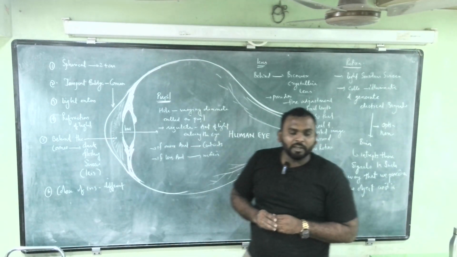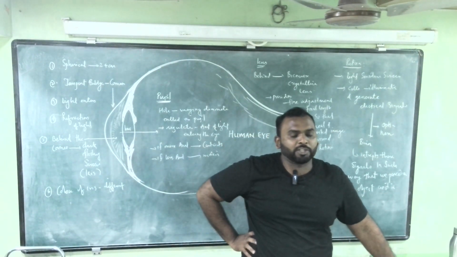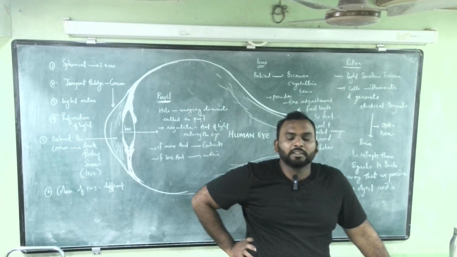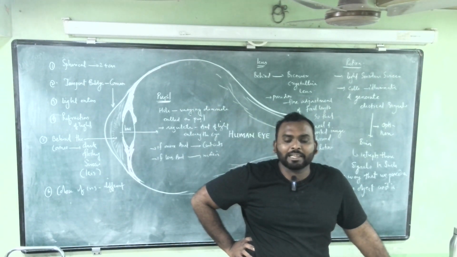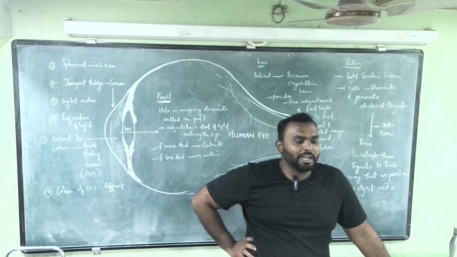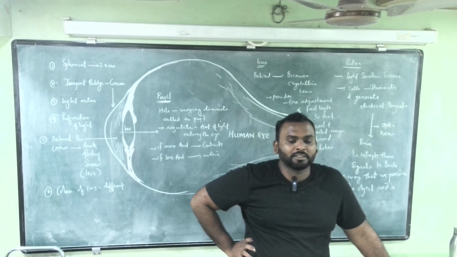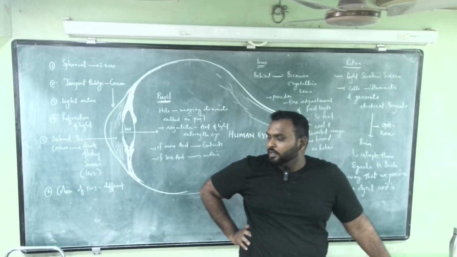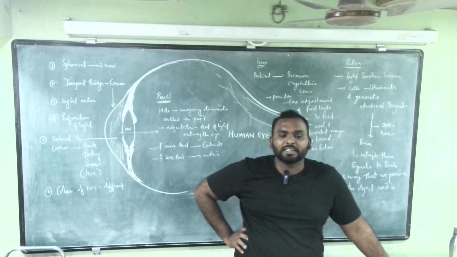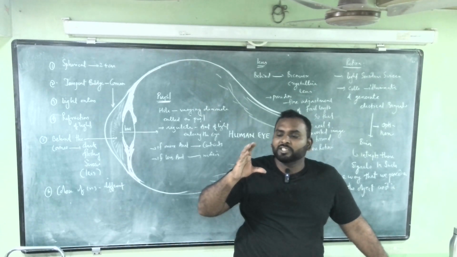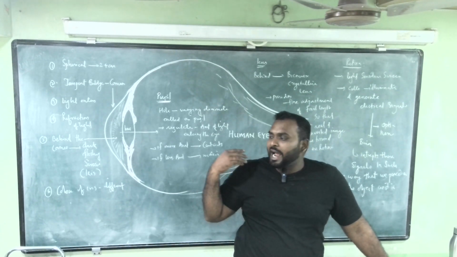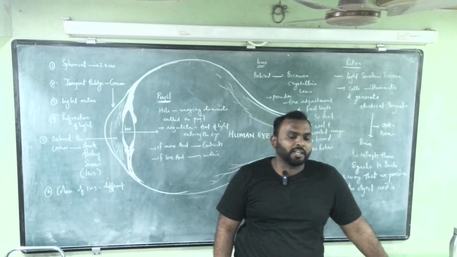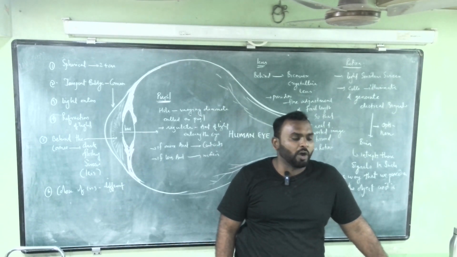Now, we'll be learning something called power of accommodation. What is power of accommodation? The eye lens has a capacity to adjust the focal length. This is called power of accommodation of a lens. So the lens can change itself in such a way that the focal length can be adjusted. This is called what? Power of accommodation of a lens.